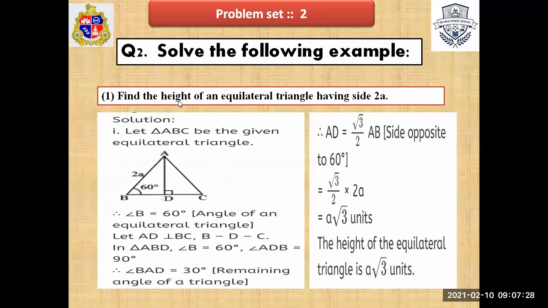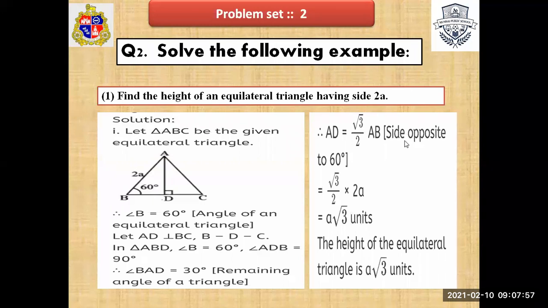Here we have to find the height. Height means AD. So AD is the opposite side of angle B, that value is 60 degree. So the opposite side of 60 degree is always equal to √3/2 times AB. AB means hypotenuse. So AB is equal to 2A. This 2 gets cancelled. We get A√3 units. So the height of the equilateral triangle is A√3 units.